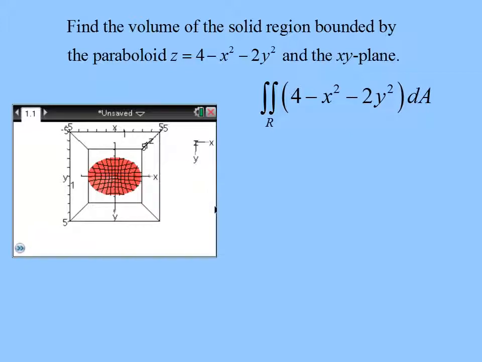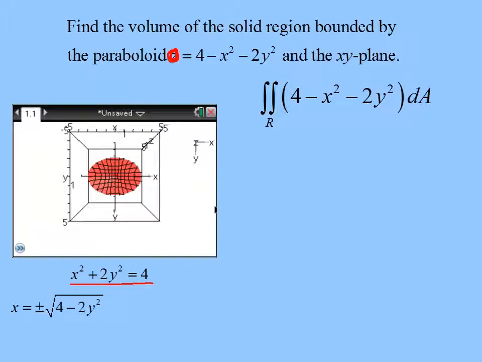So like before, I would rotate the figure on my calculator so that I'm looking at the XY plane. So here's the image of that collapsed onto the XY plane. So I need to describe this region. And so we write z equals 0 for the XY plane. And so 4 minus x squared minus 2y squared equals 0 would give us x squared plus 2y squared equals 4. So that's the region that we're integrating over.